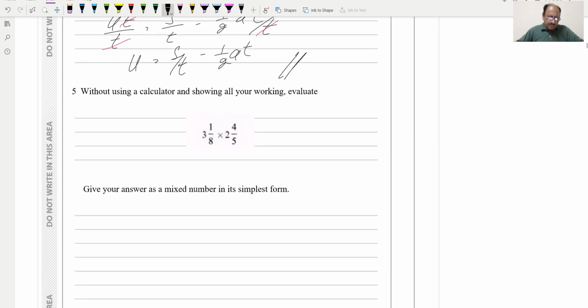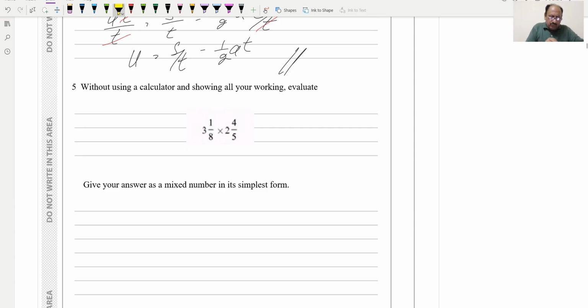Hopefully you got this. Now question number 5, without using your calculator and showing all your working, evaluate. We have to evaluate this. Give your answer as a mixed number in its simplest form. So we'll change this 3 whole 1 by 8. 3 and 8 will be multiplied. 3 8s are 24. 24 plus 1 will be 25. So we'll write 25 by 8.